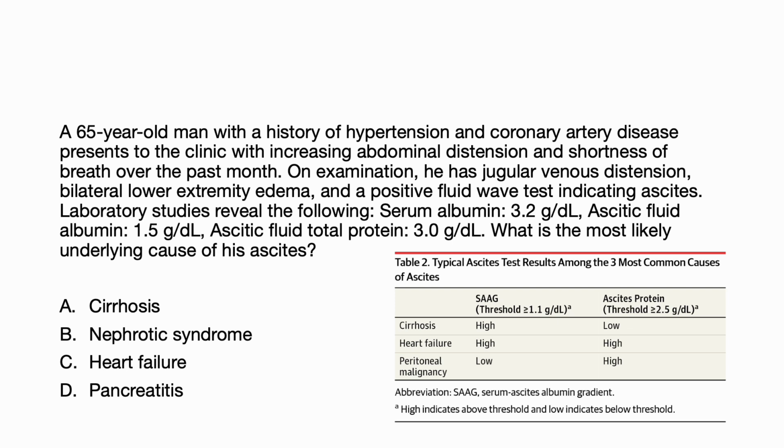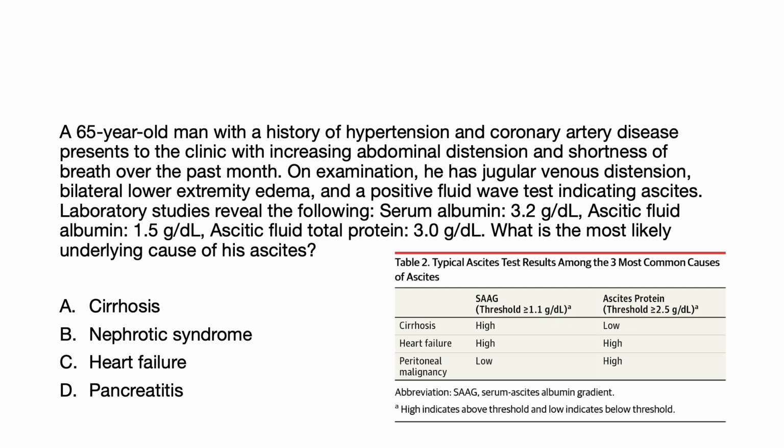The correct answer is C, heart failure. The SAG is calculated to determine if the ascites is due to portal hypertension, with a SAG of 1.1 or more suggesting portal hypertension. In this case, SAG equals 3.2 minus 1.5, which is equivalent to 1.7 grams per deciliter. A SAG of more than 1.1 indicates that portal hypertension is likely involved, such as in this case.